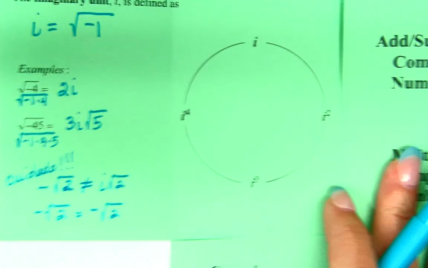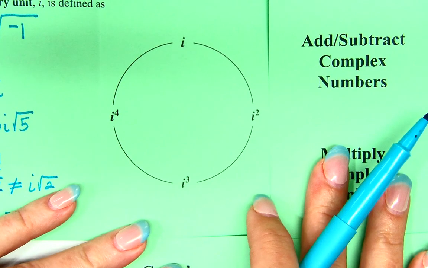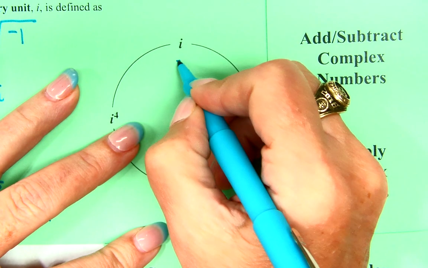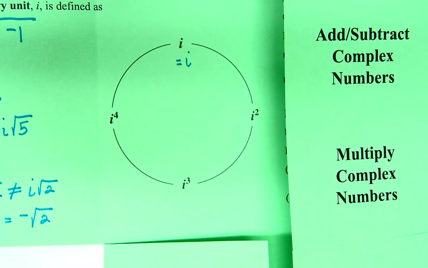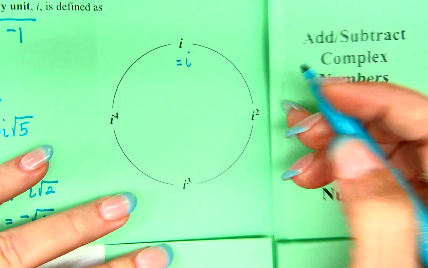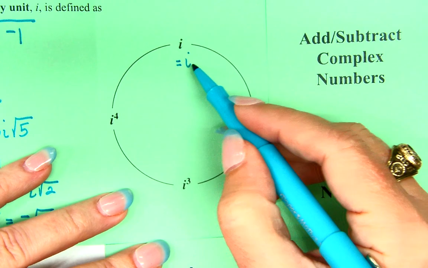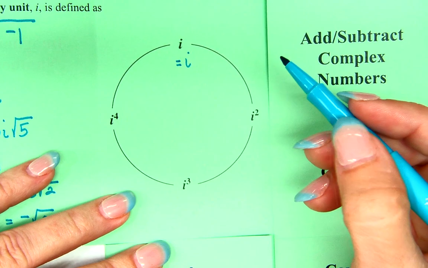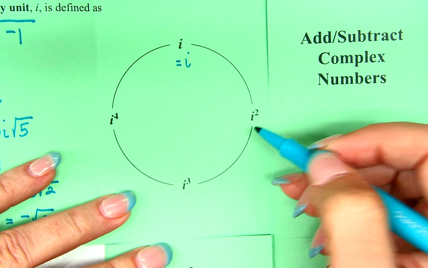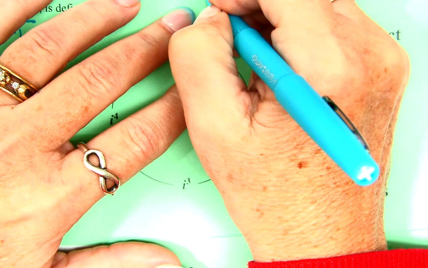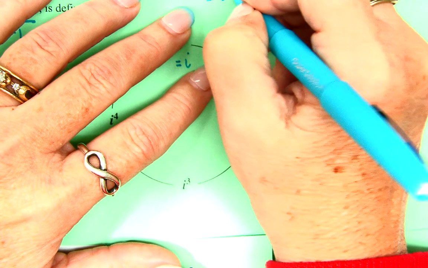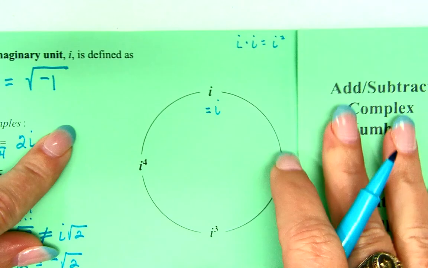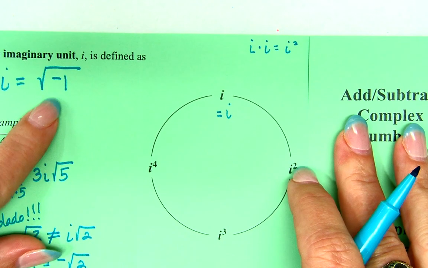Okay? Now look at this circle right here. This is something that's pretty interesting. Okay? Do you agree with me that i equals i? Is it okay for me to say that? Okay? Well, what's i times i? i squared, right? So i times i is i squared. Well, what does i equal again? Oh, you couldn't see that, sorry. i equals the square root of -1, right?